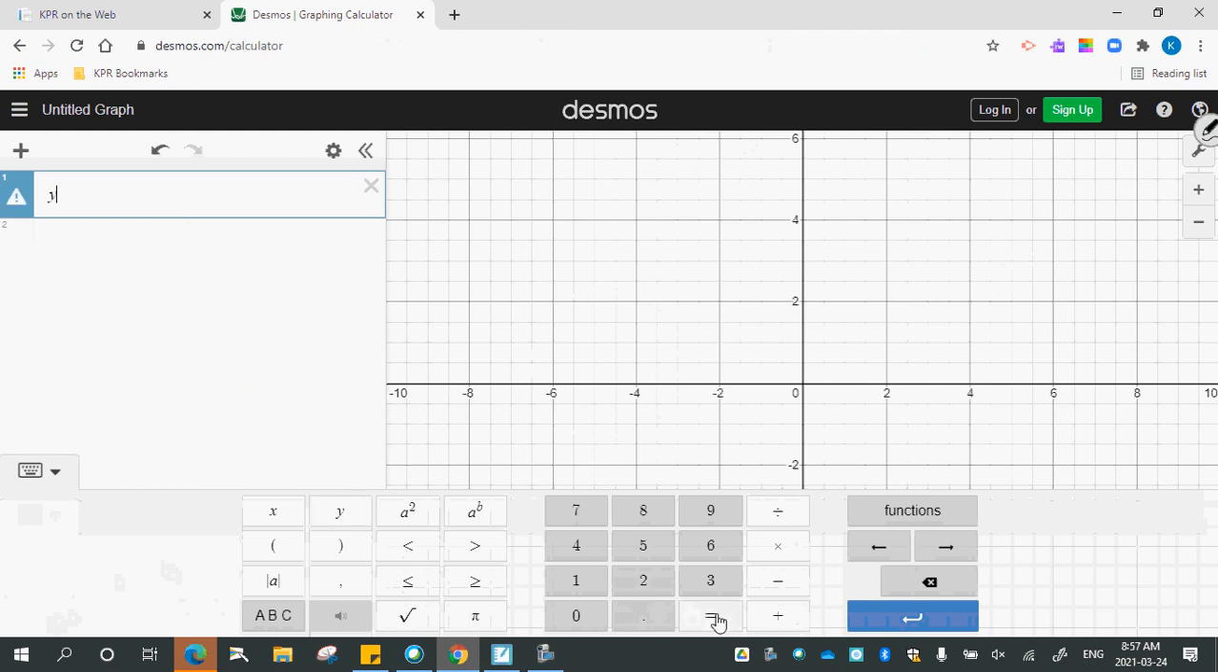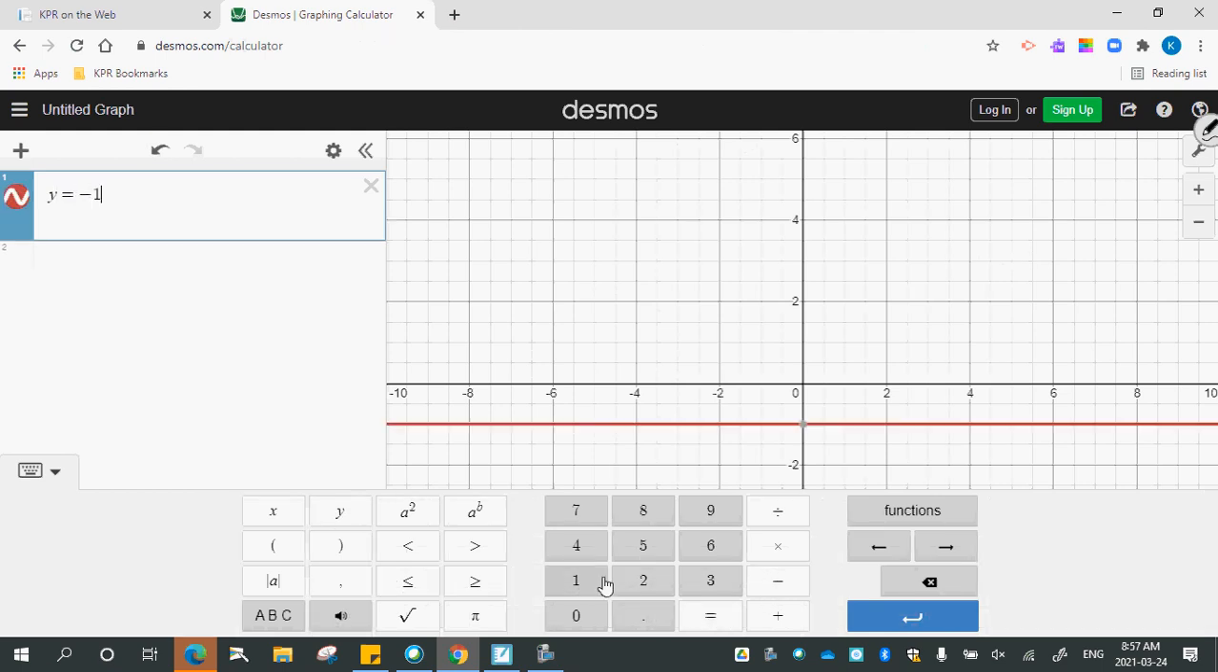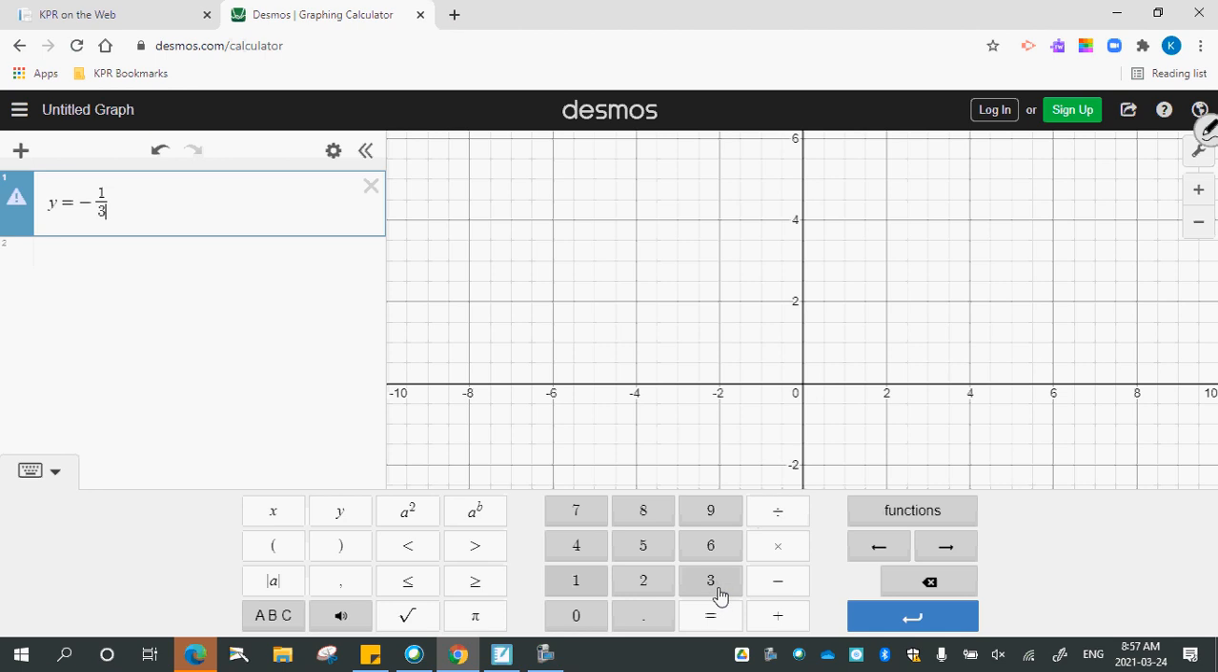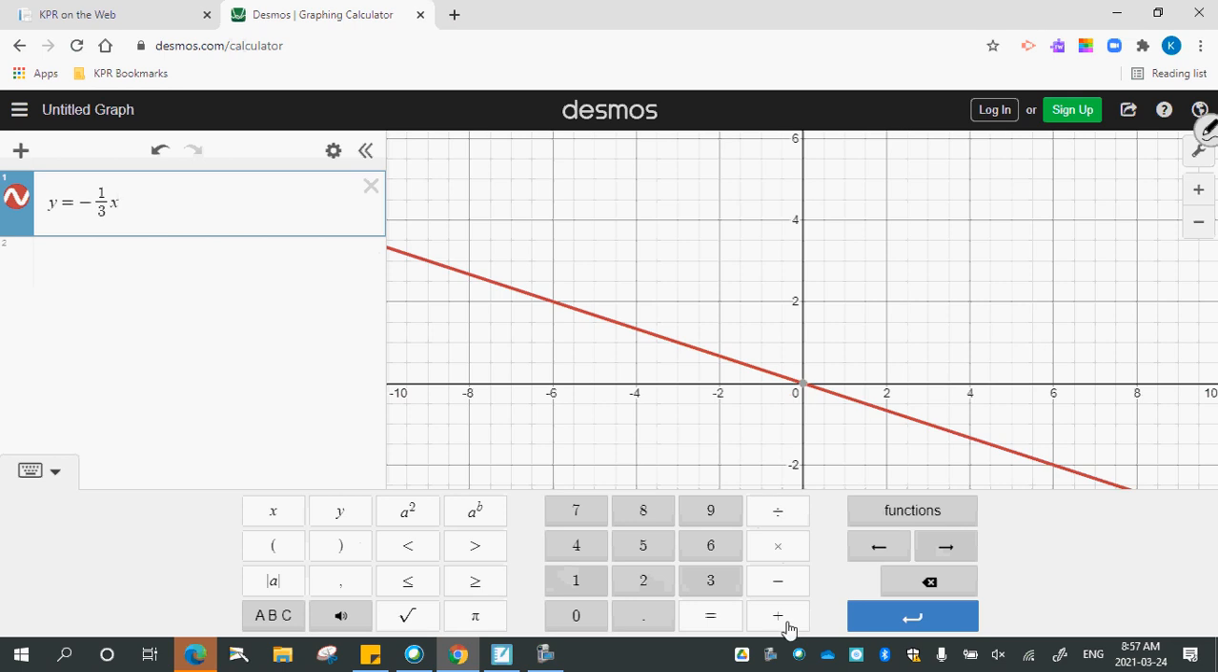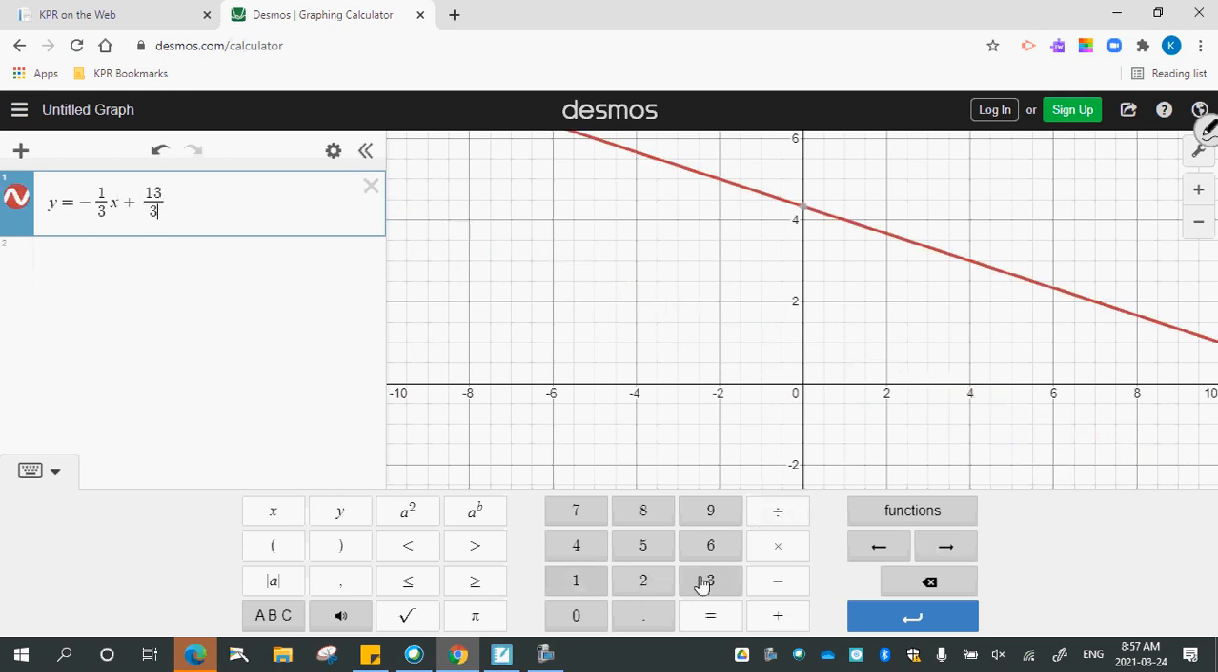So y equals negative 1/3. You go divided by 3. And then arrow, x plus 13 divided by 3. Okay, so it shows you the line that you drew.